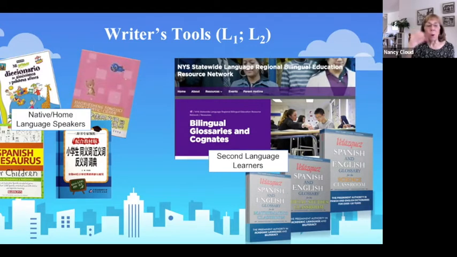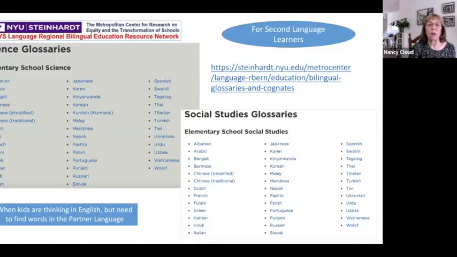So it's so important that we have a thesaurus in the partner language and English, because we're working on both of those languages. And in some languages, it's not called a thesaurus, it's called a dictionary of synonyms and antonyms, okay? So these are the glossaries that we know and love that the Arburn has created for us. Thank you, NYU Arburn. And they have them in science, social studies, math, English language arts, in all of our languages, all of our partner languages.